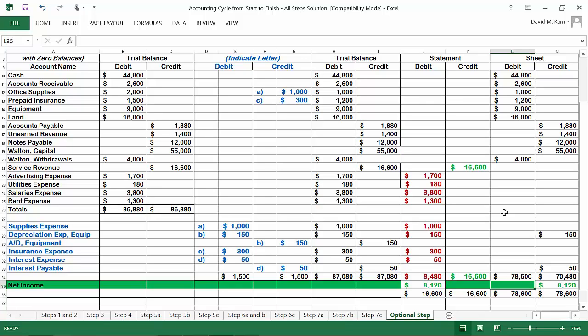So this is just an aid to help people prepare the financial statements. Some people really like this because everything's in one location, with the exception of the statement of owner's equity. So this concludes our accounting cycle from start to finish video series. The next video will pick up chapter 5 and we'll be talking about a switch in philosophy. We're going to be moving from service-based businesses to merchandising-based businesses.